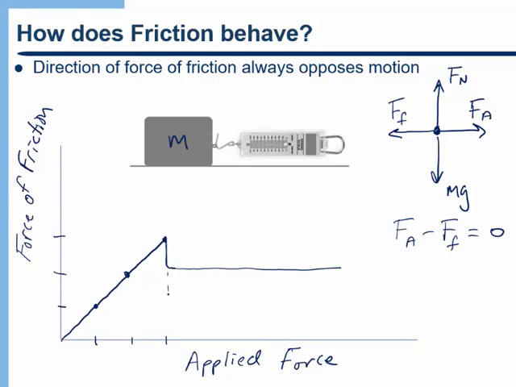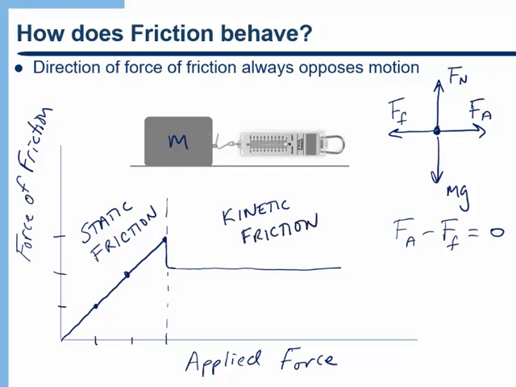And so this area of the graph we call static friction. Static friction just means that the object is static, it's not moving. Once the object begins to move, we call this area of the graph kinetic friction. And what we find is that once we start moving the object, the friction is pretty much a constant value. Well, let's see how we can describe this mathematically.